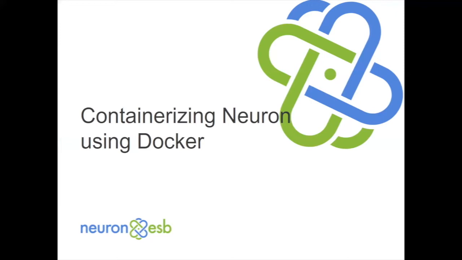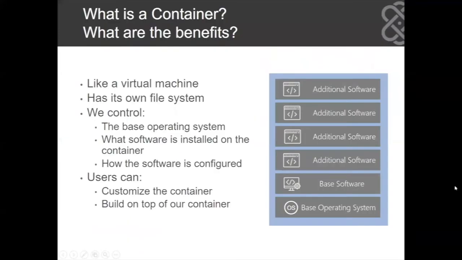I believe containerizing Neuron with Docker solves the multiple instance issues because each container runs on its own virtual private network. So what is a container and what are the benefits? We're going to talk about that. Containers are like lightweight virtual machines. It has its own file system. It contains a base operating system and other bare minimum things to run your software.